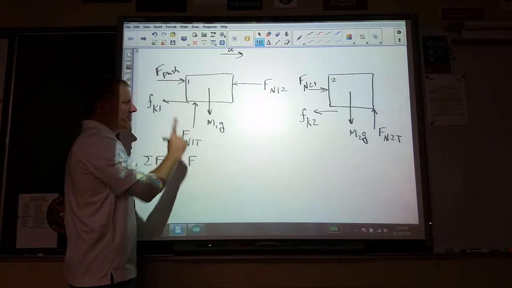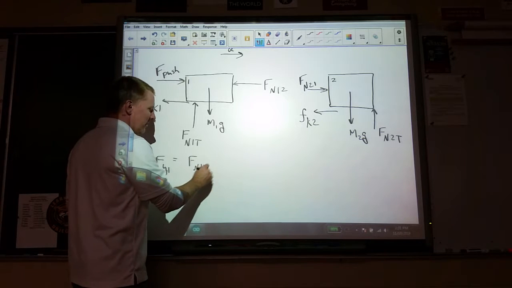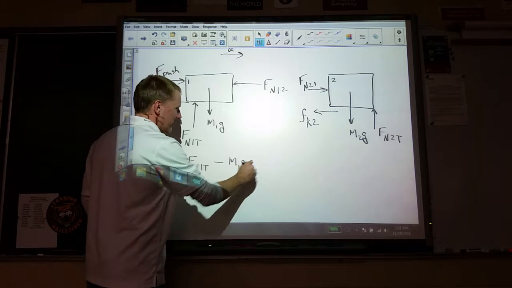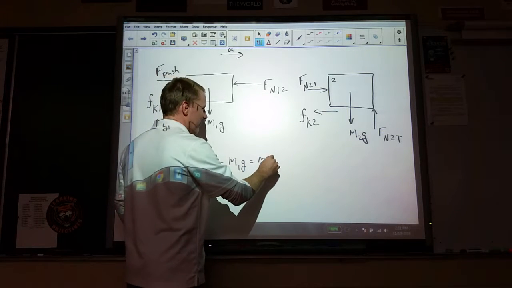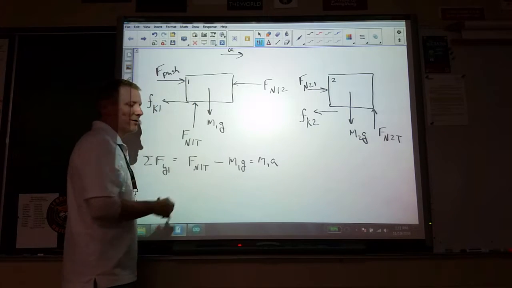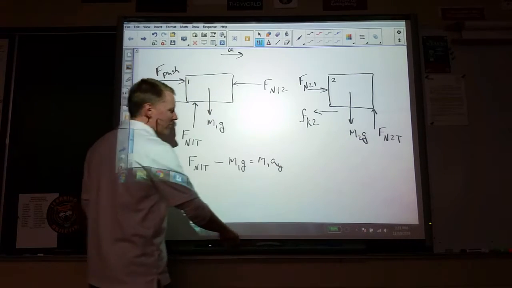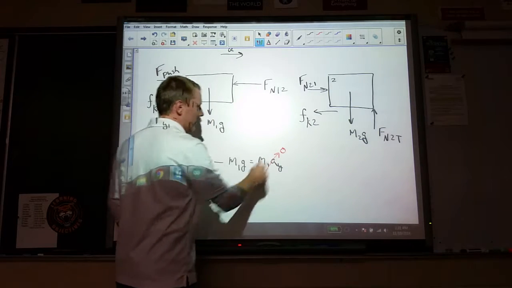And since there's no acceleration in the Y, we'll just call up positive. We'll subtract anything negative, M1G. Tate, what's that equal to? M1A. And what's that equal to here? 0. And I'll put a little AY, because we could still have an acceleration in the X, and in fact we do.